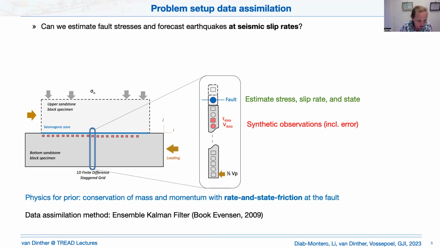So that's when we built this 1D model of the laboratory. We use rate and state friction, we resolve everything in time, and use an Ensemble Kalman filter again.